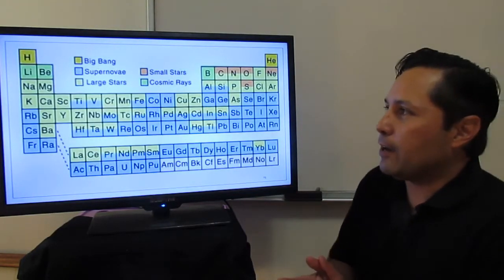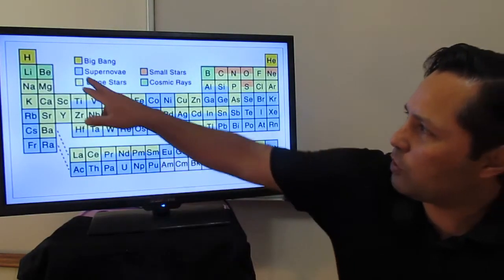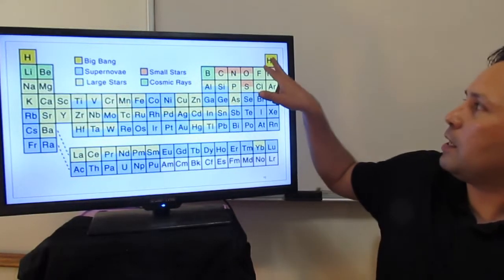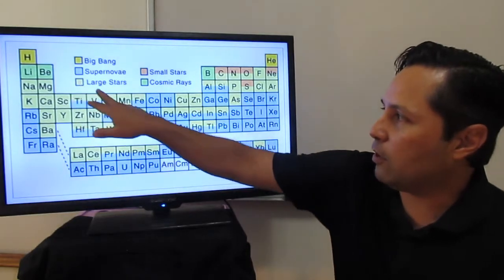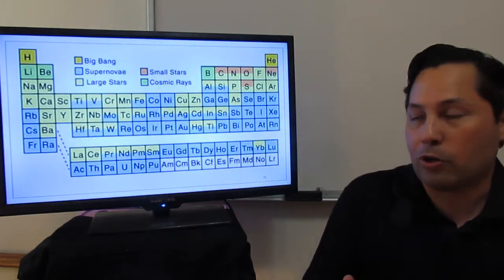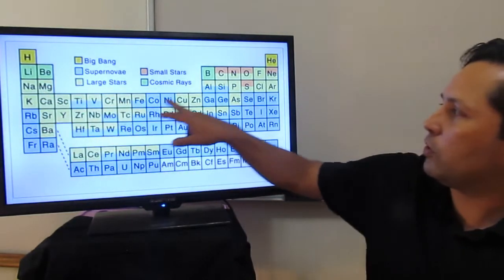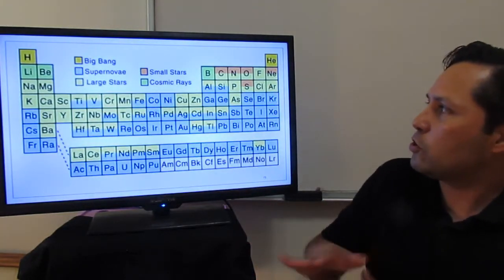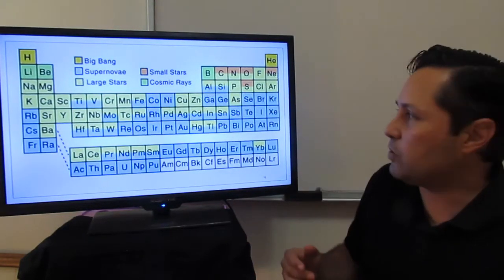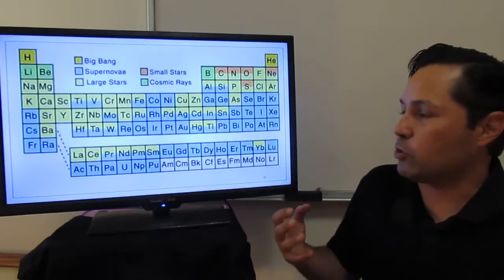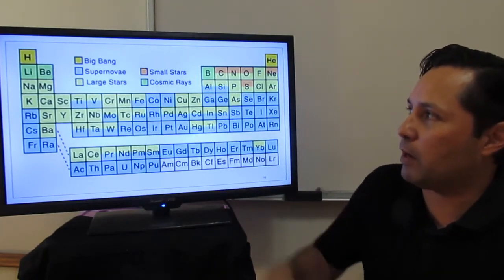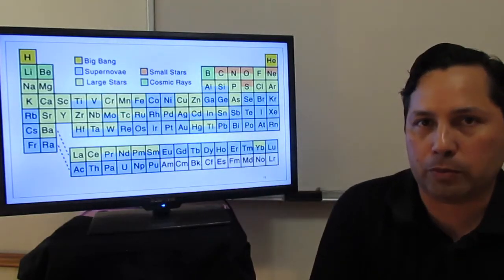So in this diagram, you see which elements are created in the Big Bang. It's mainly hydrogen and helium. And then the other ones after that here in this light yellow, those are created by the larger stars. And you can see them right here. All of these are created by the largest stars. Some small stars will create smaller elements. But in blue, those bigger elements, those heavier elements, are only created by a supernova explosion.